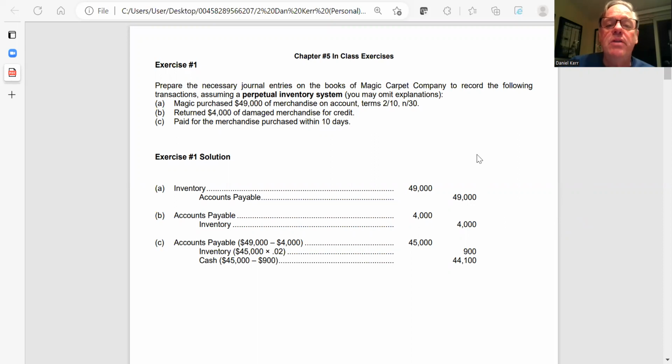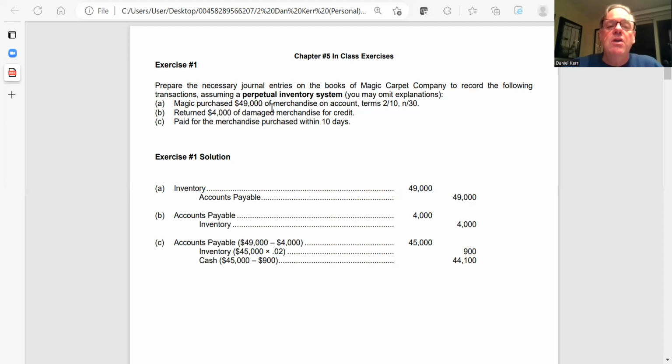And this is a perpetual inventory system. So remember, under perpetual inventory system, every time we make a purchase, we got to increase the inventory. Every time we have any type of return, we have to adjust the inventory, got to reduce it. And when we actually pay bills for merchandise purchased on account, if we pay less than the list price, we also have to reduce the inventory by the amount of the discount that we take. So with that background, let's take a look at each of these transactions.